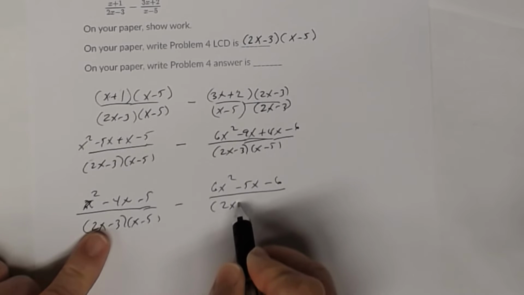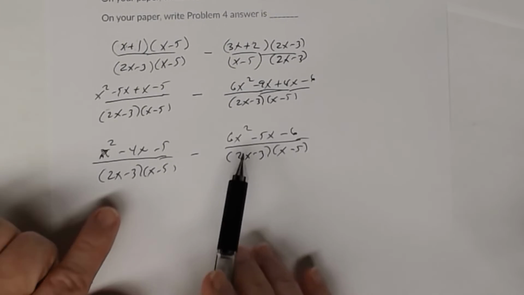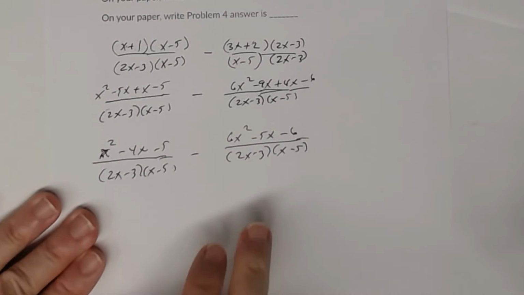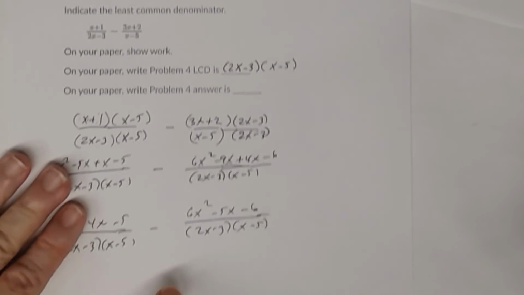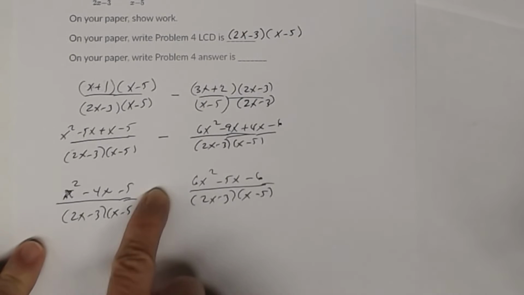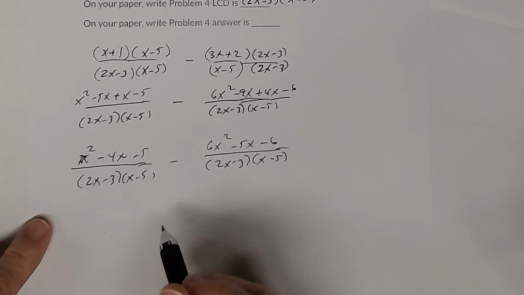All divided by 2x minus 3 times x minus 5. Okay, now, since I rewrote the original problem into two equivalent rational expressions that have the same denominator, I can write this as one fraction.